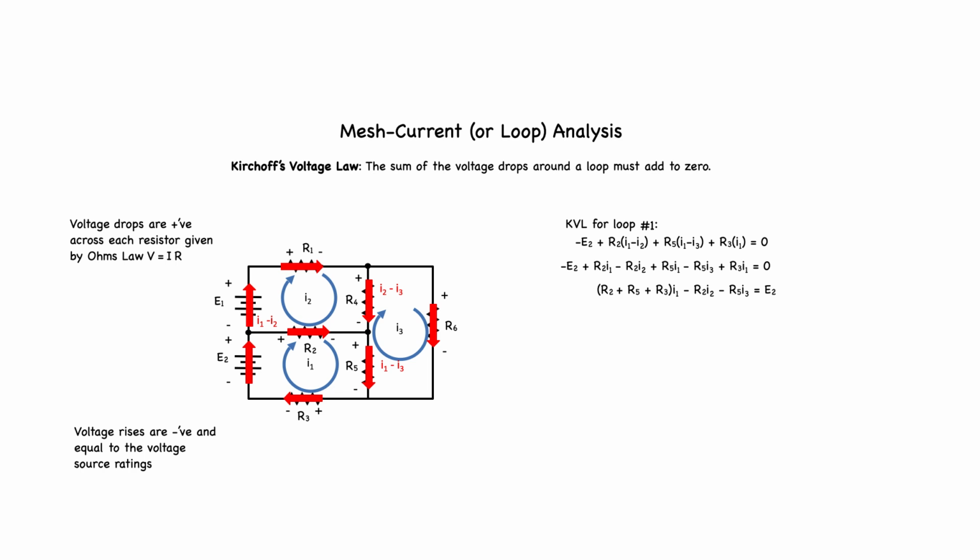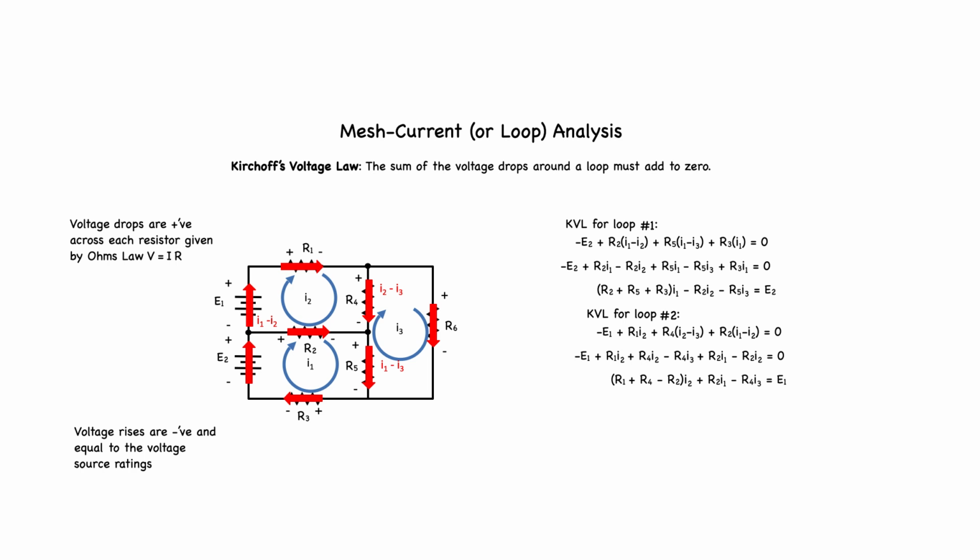For loop number 2, starting at the voltage supply E1, we get minus E1 plus R1 times I1, plus R4 times the quantity I2 minus I3, plus R2 times the quantity I1 minus I2, equals 0, which we expand by removing the brackets to get this equation, and finally collecting like terms to get this equation.